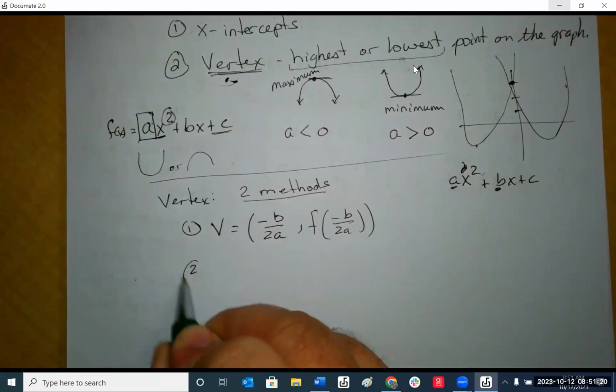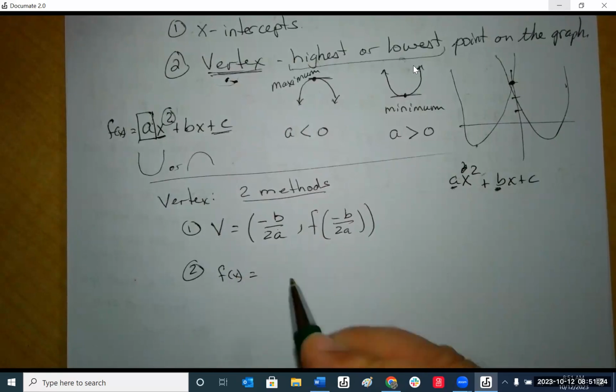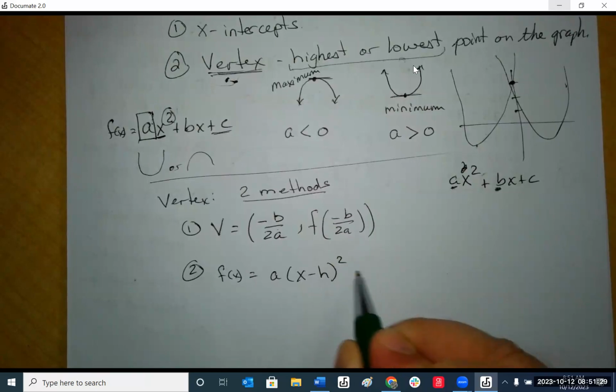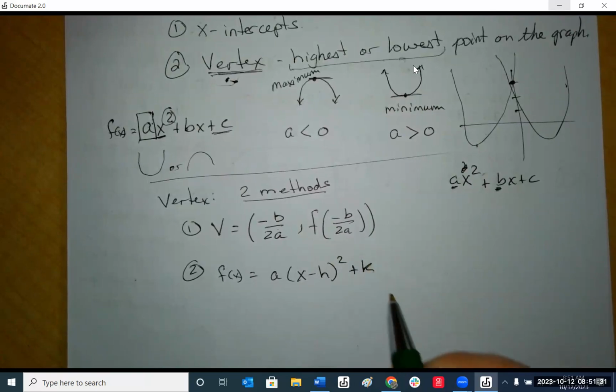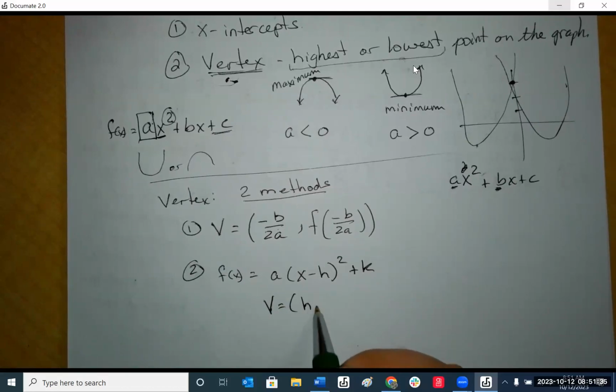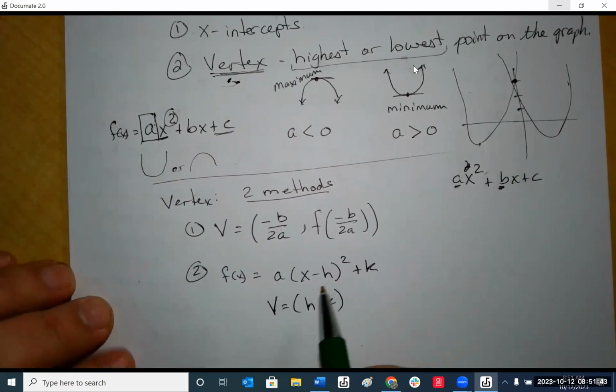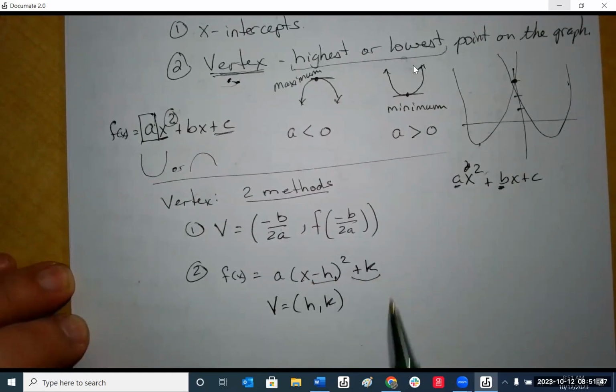That's one way of doing it. The other way is to put your equation into the vertex form. The vertex here would simply be (h, k). Again, it's the opposite sign of what's inside the parentheses, and outside it is what it is.